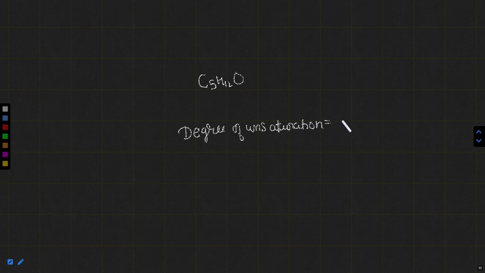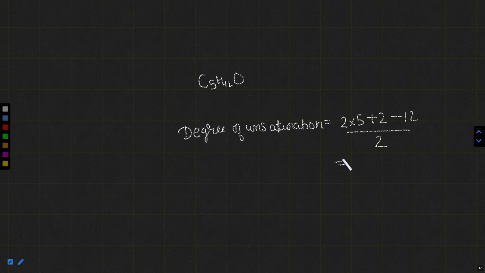This is given as 2 carbon, 2 into number of carbons. So 5 carbons are there, so 2 into 5. Then plus 2, plus number of nitrogen. So nitrogen is 0, minus number of X. Clear? Minus number of X. Oxygen we have to ignore. Clear? And hydrogen will be subtracted. So 12 hydrogen, this will be subtracted, divided by 2.